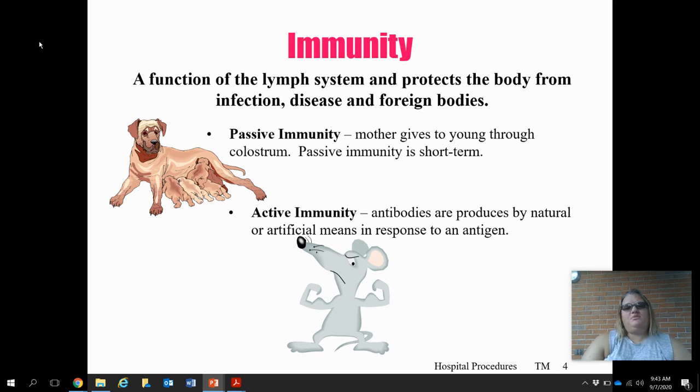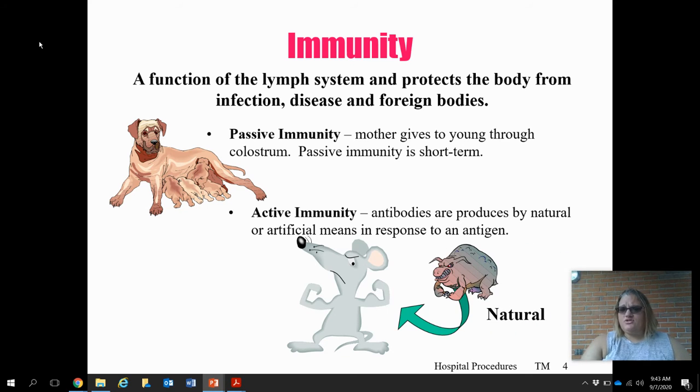So, active immunity. Antibodies are produced by natural or artificial means in response to an antigen. So there's two ways this can happen, two ways of active immunity. One way is through natural, getting the disease, getting infected by the organism, whether it's bacterial or viral, and your body then fights it off. So that is natural.